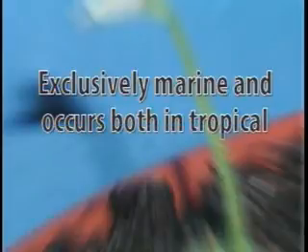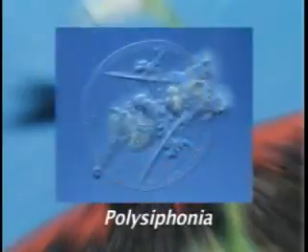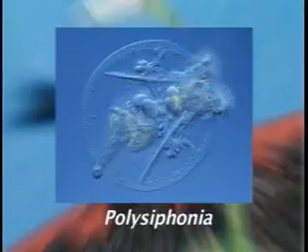Now the important features. Occurrence. Polysiphonia is the commonest genus of family Rhodomelaceae. It is exclusively marine and occurs both in tropical and temperate seas. It grows as dense tufts in the still waters. Most of its species occur in the littoral zone of tidal marshes, brackish estuaries, and tide pools.